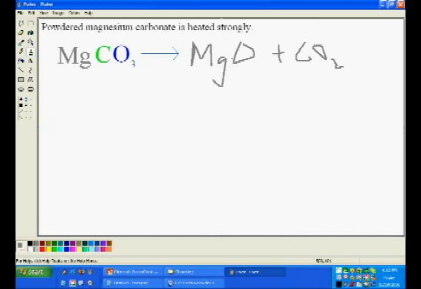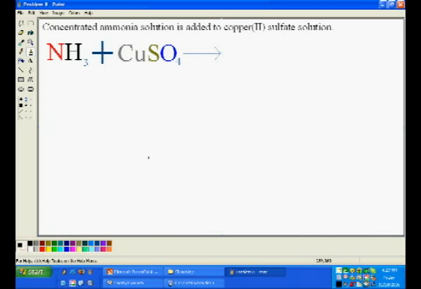And nevermore. Concentrated ammonia solution is added to copper 2 sulfate solution. NH3 plus CuSO4 yields. This is a complex reaction because NH3 leads to a complex with copper. Sulfate will be a leftover ion. Now, to find out how many NH3s must attach to the Cu, we look at the charge of Cu, which is 2 plus in this situation, and double it. That means there will be 4 NH3s in the complex. Here I will write it.